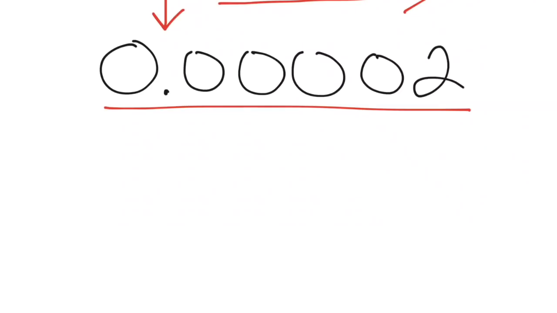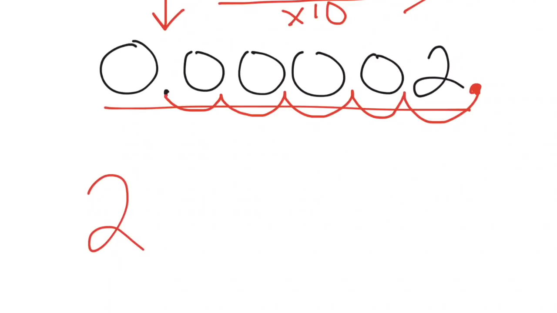Remember that when you're moving that decimal to the right, each time you do that, you're multiplying by 10. So we're multiplying by 10 each time. So I'm going to move that decimal over 1, 2, 3, 4, 5, and I'm going to put it right here. Notice that when I do that, I have arrived at the whole number 2.